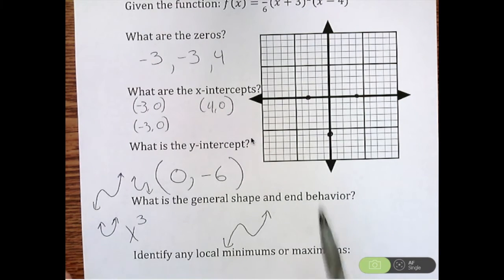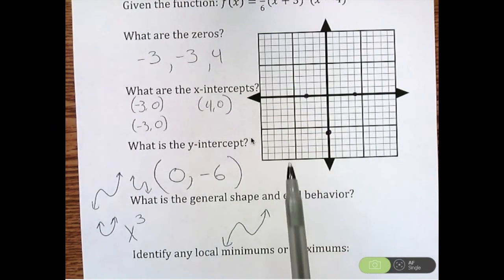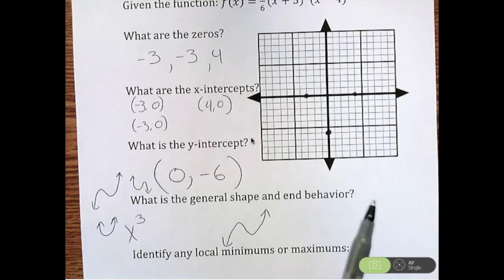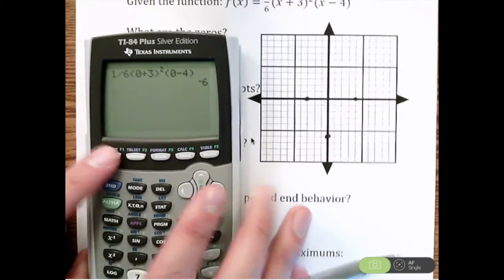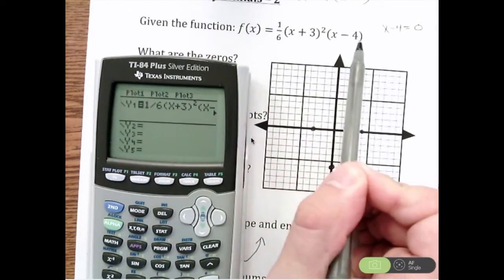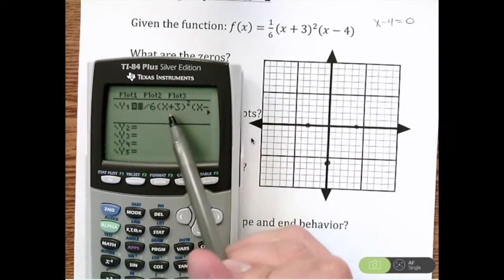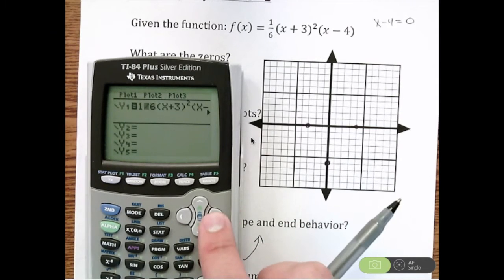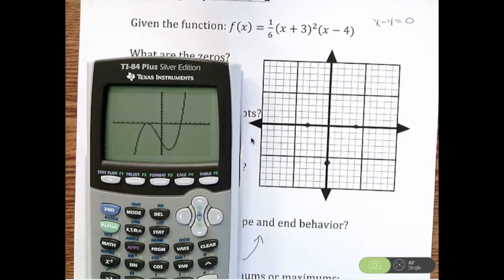So what we're going to do is graph this, but we would like to get pretty precise. So what you could do is go to your calculator and go to y equals and enter this entire function. So 1/6 (x plus 3) squared, and I have the x minus 4 on the end. We could graph that, and this is what our graph looks like.